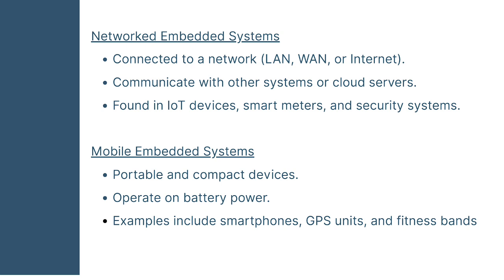At last, we have mobile embedded systems. They are portable and compact devices that operate on battery power. Examples include smartphones, GPS units, and fitness bands. They are one of the most widely used embedded systems.